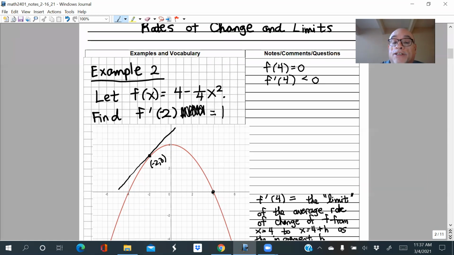But that's not what we're interested in here, right? We're interested in f prime of 4, the instantaneous rate of change, and that's not going to be 0. We can see that it's going to be negative, correct? Okay, all right. So again, let's remind ourselves of the process that we went through here.